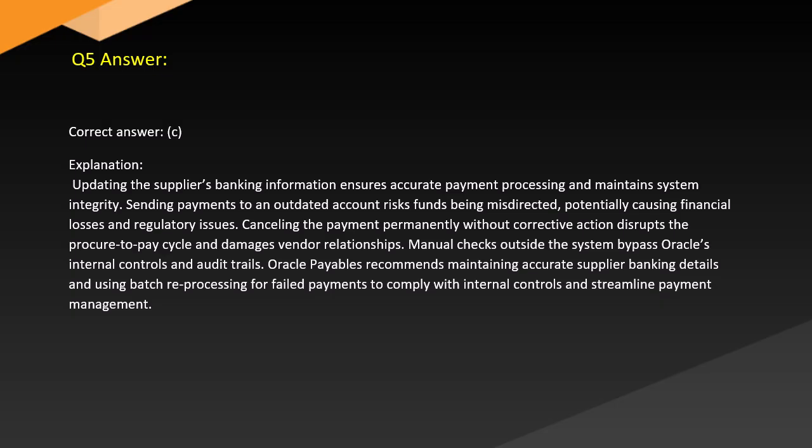Canceling the payment permanently without corrective action disrupts the procure-to-pay cycle and damages vendor relationships. Manual checks outside the system bypass Oracle's controls and audit trails. Oracle Payables recommends maintaining accurate supplier banking details and using batch reprocessing for failed payments to comply with internal controls and streamline payment management.